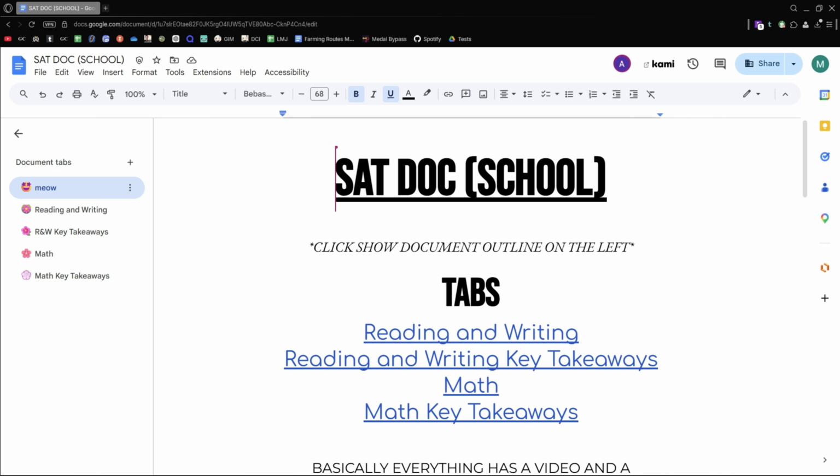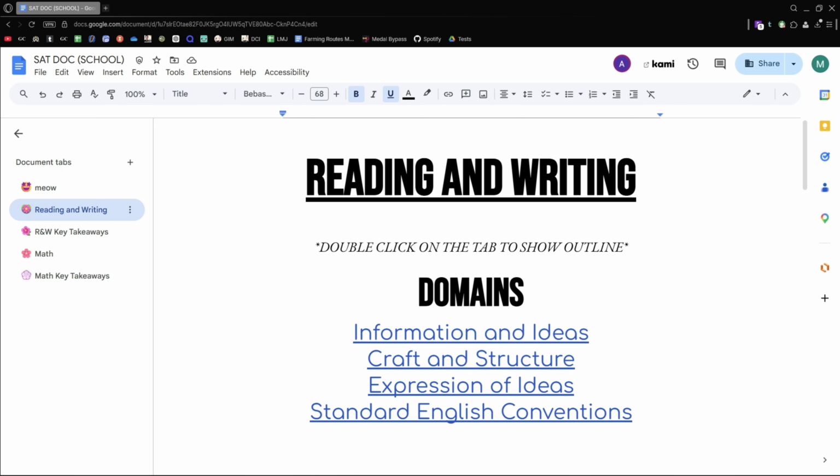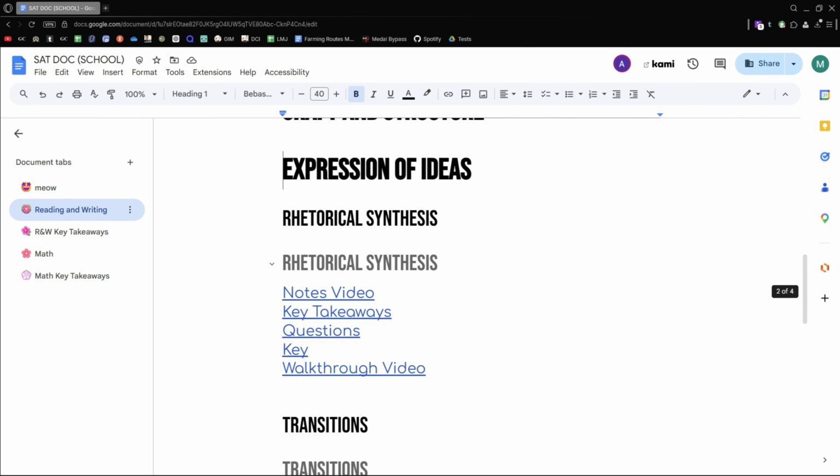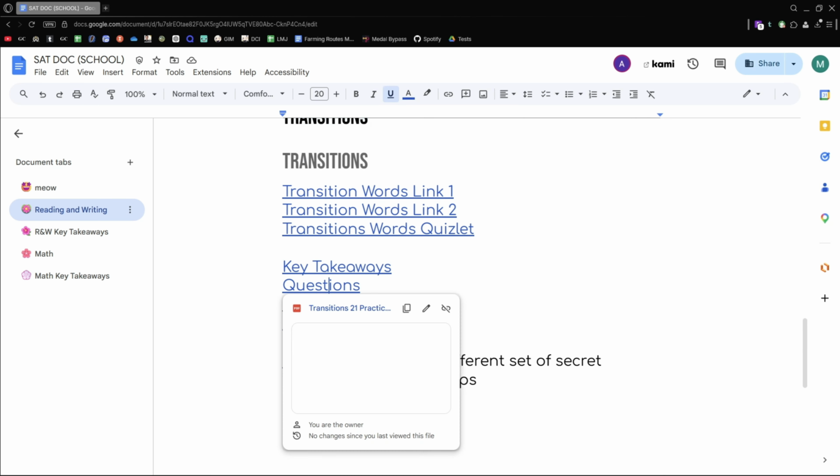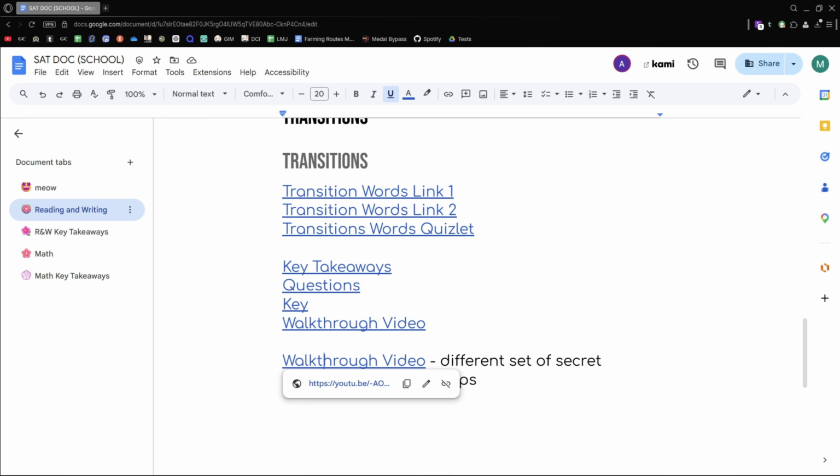Of course, you'd want to click on Reading and Writing. And then our third domain, Expression of Ideas. And just like our questions and slides, it's broken up by the topic. There's the questions, answer key, and a video going through all of the questions. I also have links to the set of transition words and a Quizlet on all the transition words inside of the SAT doc.